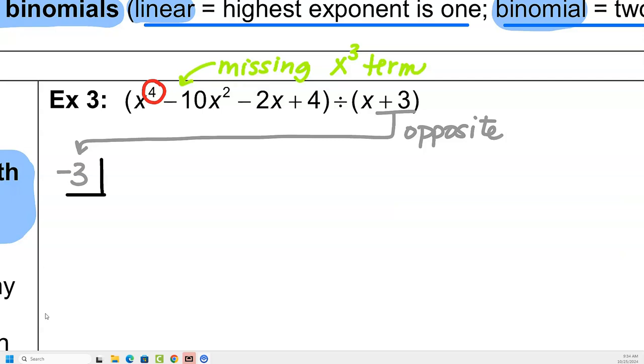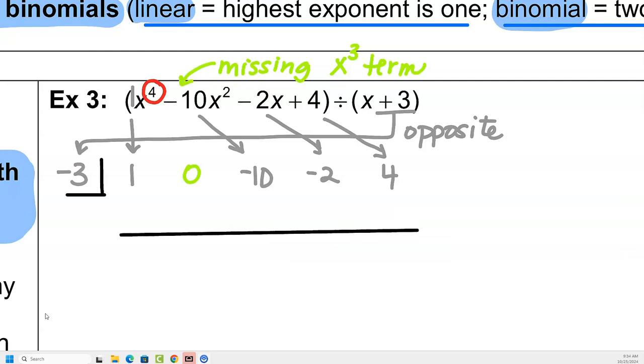Then I'm going to take all these leading coefficients. So I'm going to bring the 1 down here. There's 1. Oh, we're missing the x to the third, so I'll put a 0 in for that one. And then I'm going to put in the negative 10, the negative 2, and the 4. Okay, I'm going to leave space to write underneath each one of those. I'm going to put my double lines between the last two numbers. I know my remainder is going to sit in this last location. So I'll write that here.